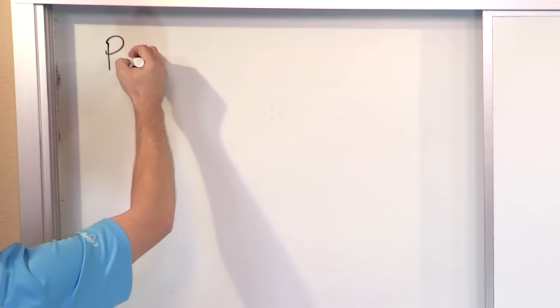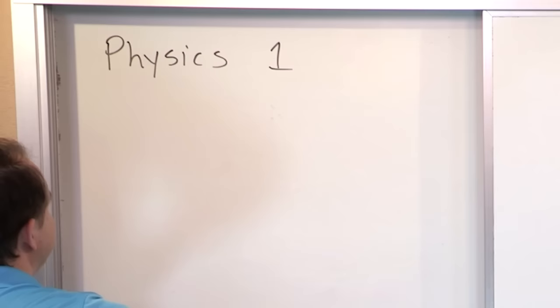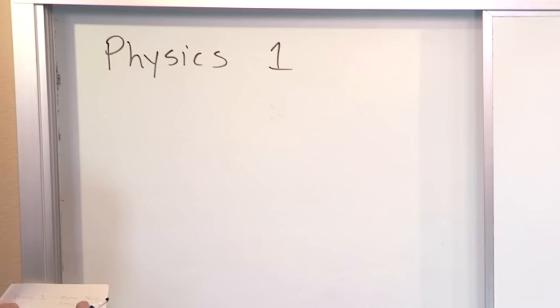All right, physics in general can be broken up, I'm going to break it up, into three main things. Typically you take physics one, and then there's physics two, and there's physics three, right? So what do we cover in physics one? I'm going to expand on this stuff over the next several minutes. But essentially, physics one are all of the concepts associated with motion.